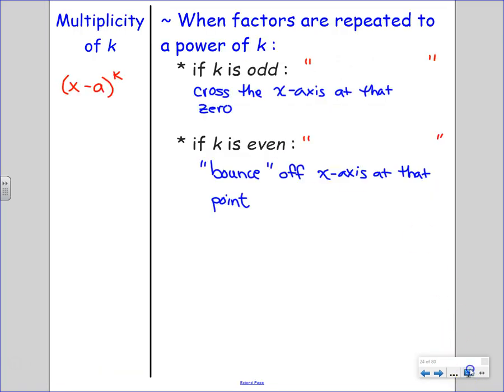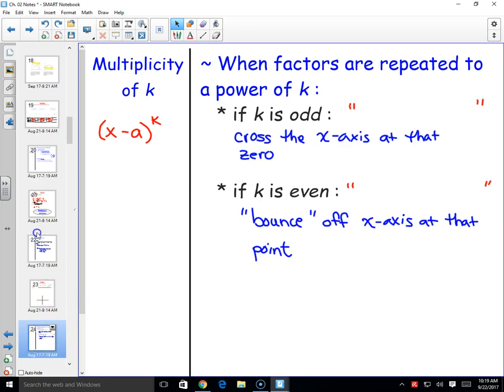Let's get this clue next, because I was just talking about it. We're talking about multiplicity, and since I had you write it down, let me go ahead and have you do this next.